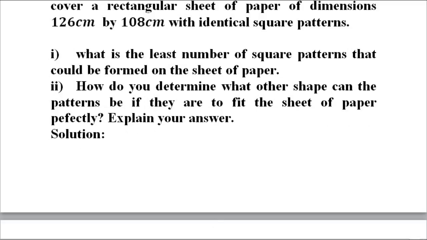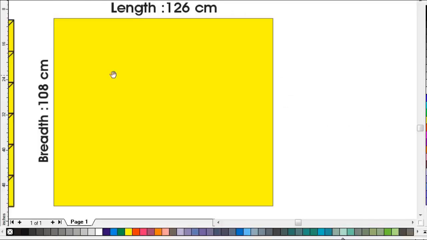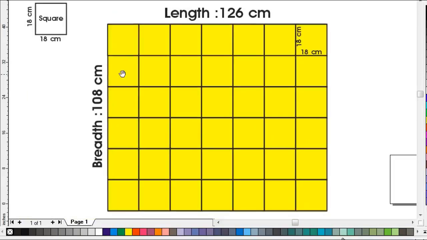Explain your answer. Now here is the required sheet with a length of 126 cm and a width of 108 cm. To find the least number of identical square patterns that could cover the sheet perfectly, we first need to determine the size of the largest possible square that can fit into both the 126 cm and 108 cm sides of the rectangular sheet.